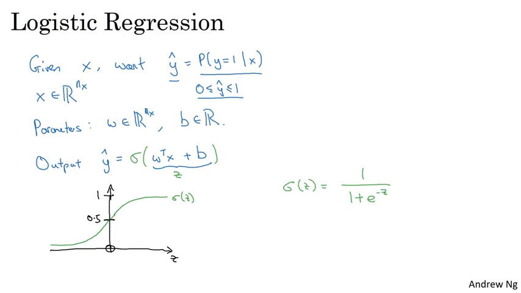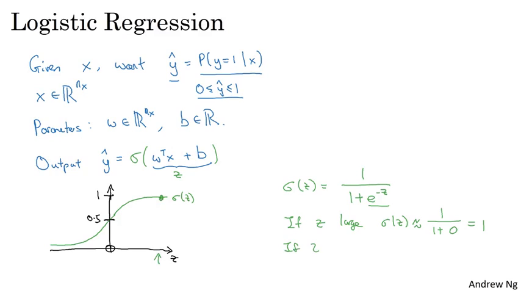So notice a couple things. If z is very large, then e to the negative z will be close to 0, so then sigmoid of z will be approximately 1 over 1 plus something very close to 0, because e to the negative of a very large number will be close to 0, so this is close to 1. And indeed, if you look on the plot on the left, if z is very large, then sigmoid of z is very close to 1.